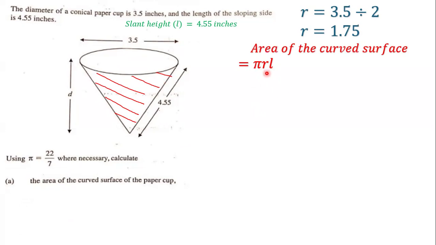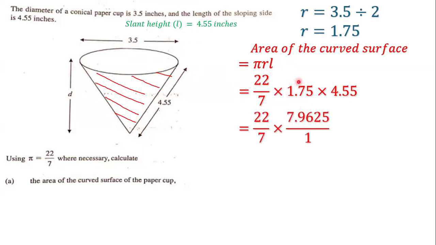And so what is pi? Well, pi is equal to 22/7. That's what we have here. What is R? Well, R is 1.75. The reason why R is 1.75 is because we take the diameter and divide it by 2. The radius is only half of the diameter, so it's 3.5 divided by 2, which gives us 1.75. So pi is 22/7, the radius is 1.75, and we have to multiply by 4.55, that's L.